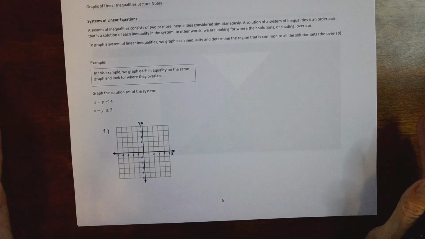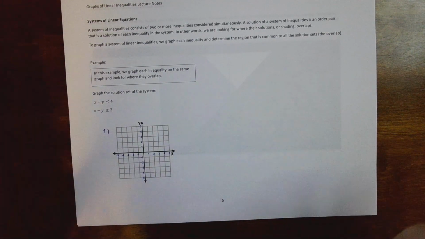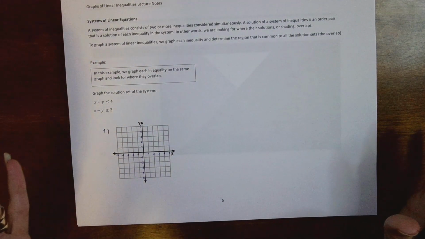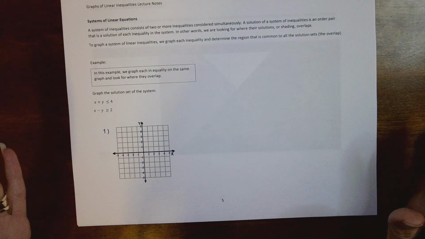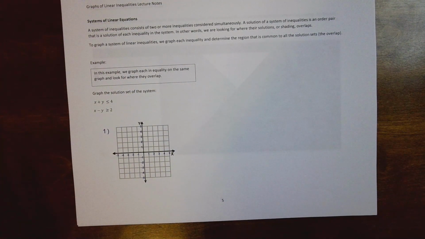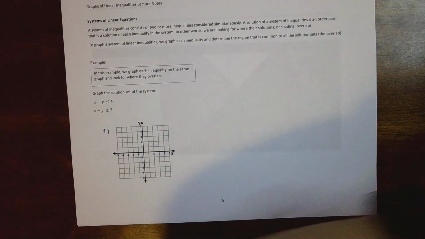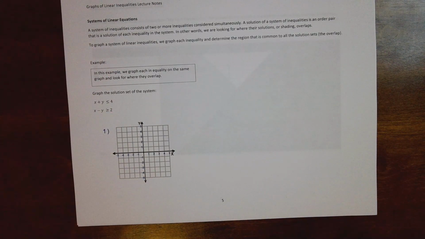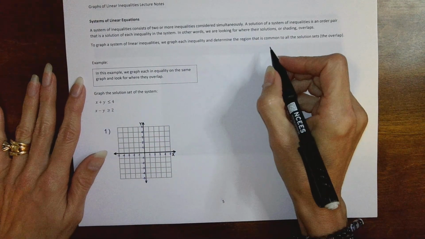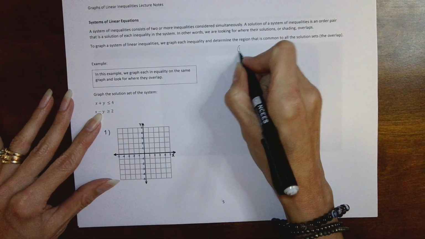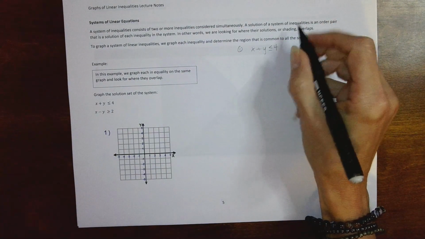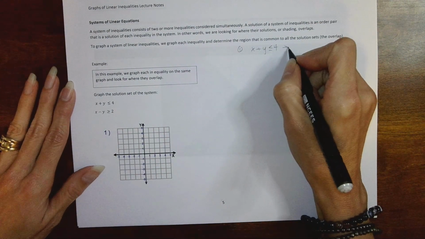To graph a system of linear inequalities, we graph each inequality separately and then determine the region that is common to all the solutions in the solution set. So this one gets a little tricky, but we can still do it. First, I'm going to look at x plus y less than or equal to 4, and I'm going to solve it for y.